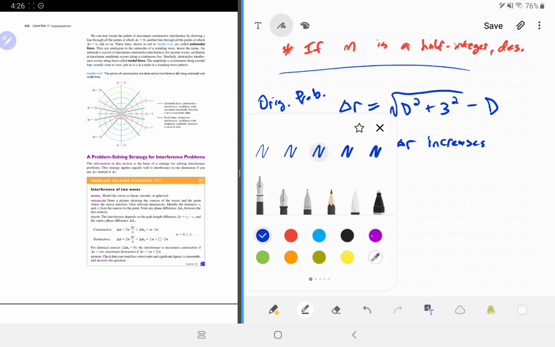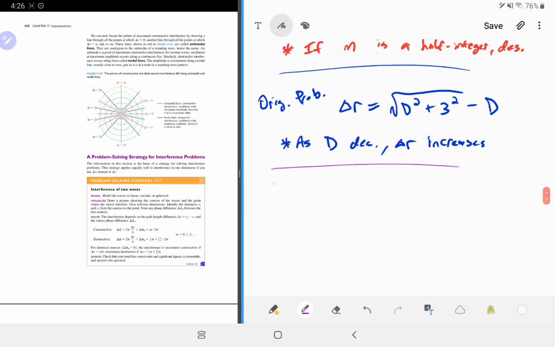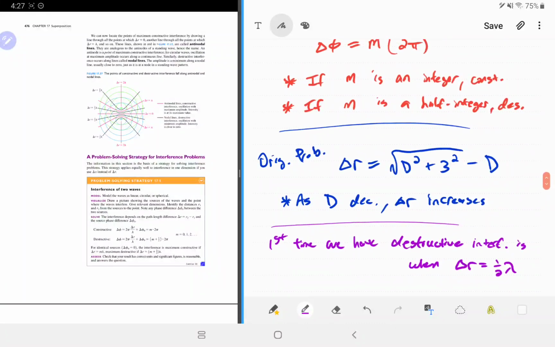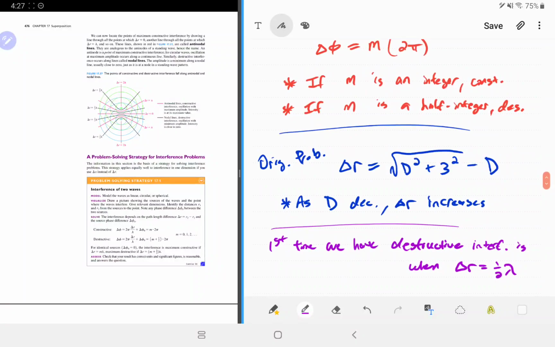So the first time we have destructive interference, we have destructive, not deconstructive, interference, is when delta r is equal to 1/2 of a wavelength. Now we could convert to a phase difference and say that it's pi, but there's no reason to. You just need to be able to go back and forth quickly between phase difference and path length difference. And which one you're using depends on which problem you're solving.